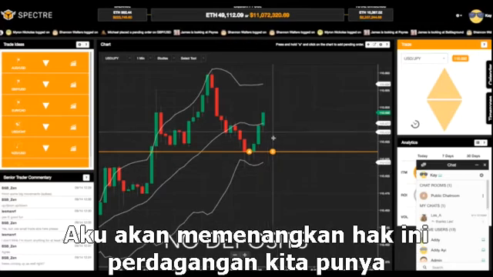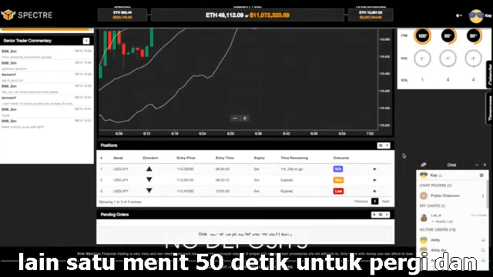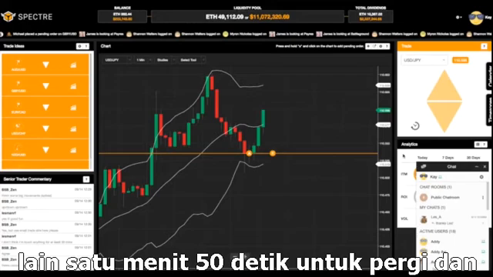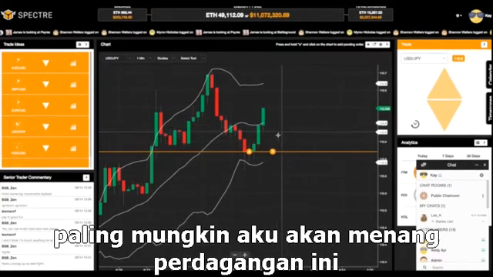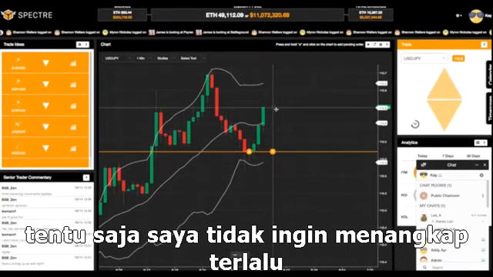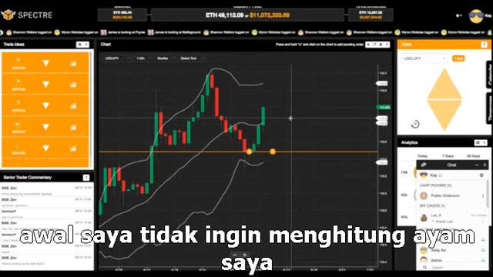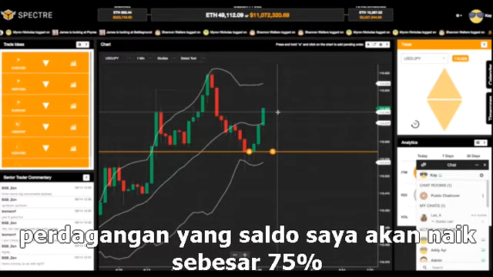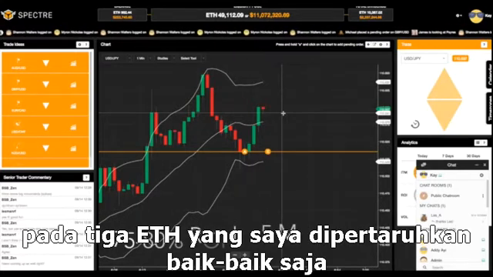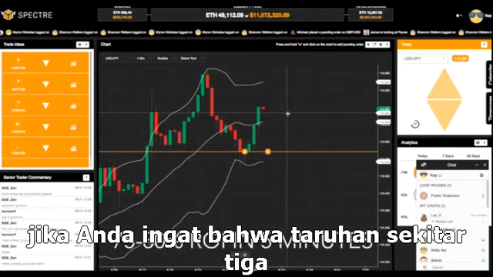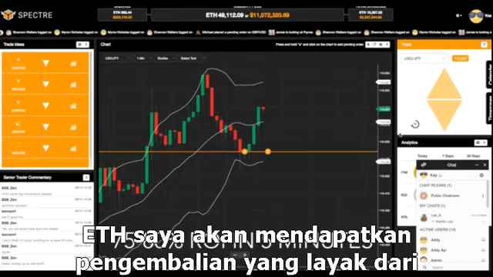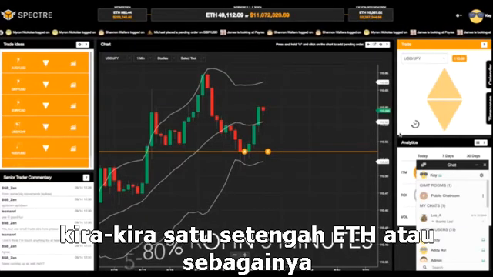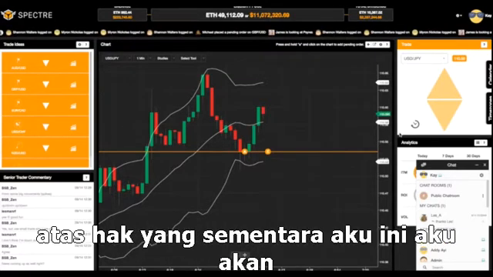Now, it looks like I'm going to win this trade, right? We've got another 1 minute and 50 seconds to go, and most probably I'm going to win this trade. Of course, I don't want to cash out too early. I don't want to count my chickens before they've hatched, but if I win this trade, then my balance will go up by 75% on the 3 ethers that I wagered. If you recall, I wagered around 3 ethers. I'll get a decent return of roughly 1.5 ethers or so on top of that, right?